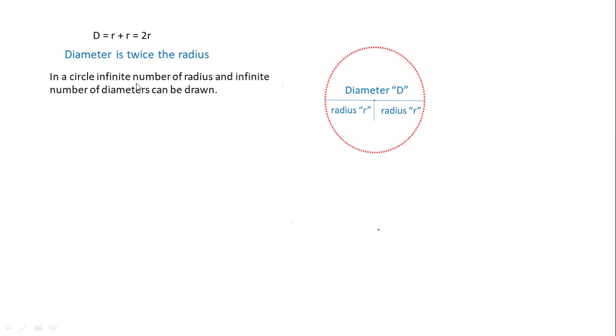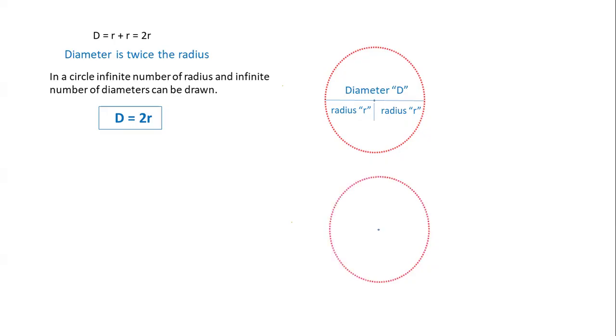In a circle, an infinite number of radii and an infinite number of diameters can be drawn. So you can connect across this, passing through this point, the center, and you can have an infinite number of diameters also. So diameter is twice the radius. This is the formula.